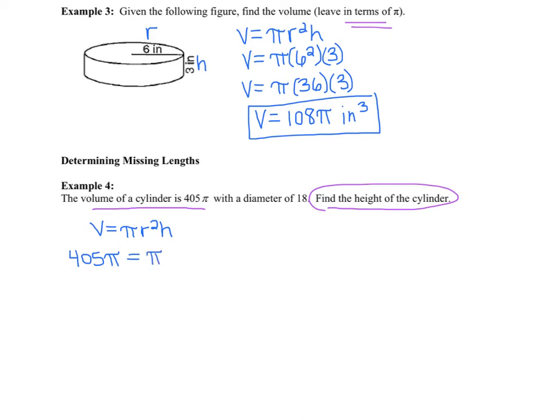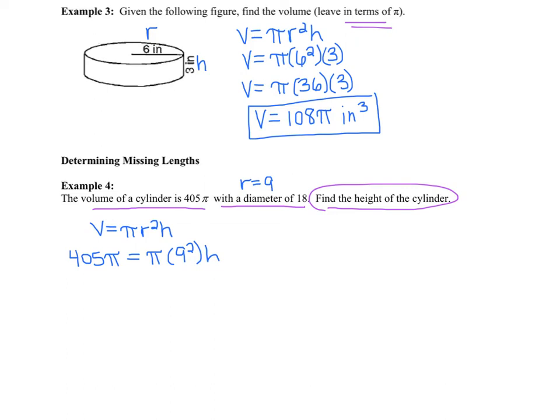All right, let's see what else is in the problem. It says with a diameter of 18. So if the diameter is 18, we need the radius when we're dealing with volume of a cylinder. So our radius would be 9. So our radius is equal to 9. So let's replace that with 9 squared. And the question is asking us to find the height. So we're looking for height. So we'll put h here.